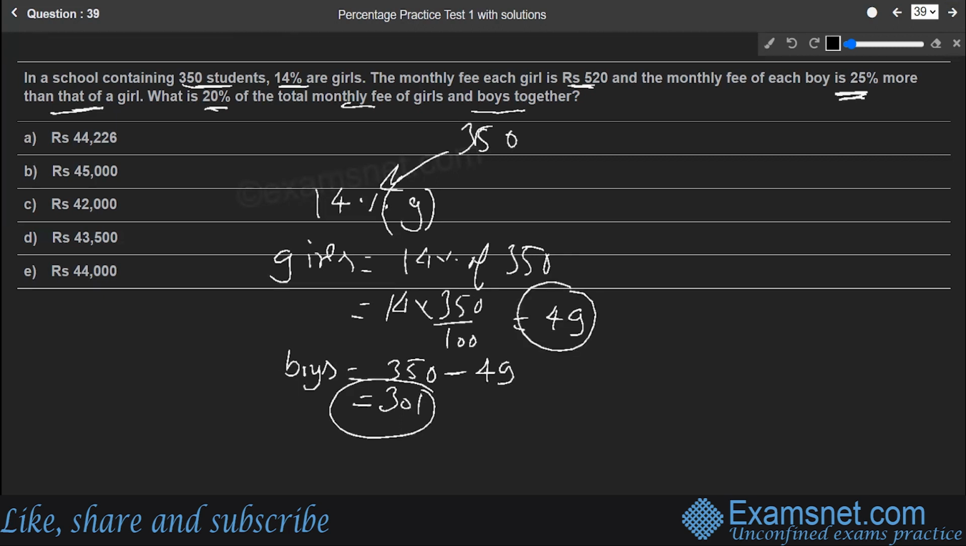Now let's move to the next step. He said the monthly fee of each girl is 520. Okay, so each girl has a fee of 520. So how many girls do we have? We have 49 girls.